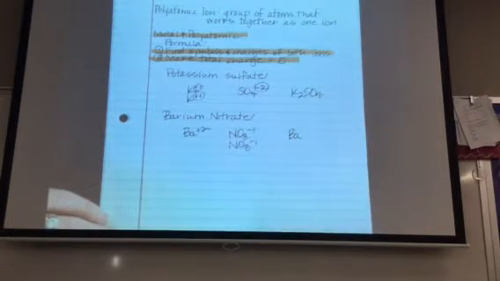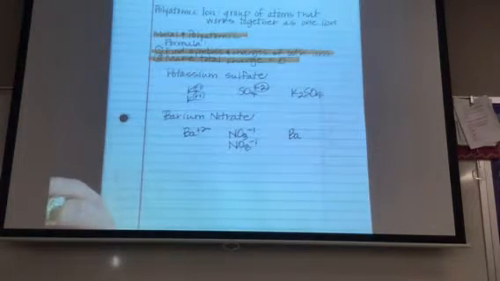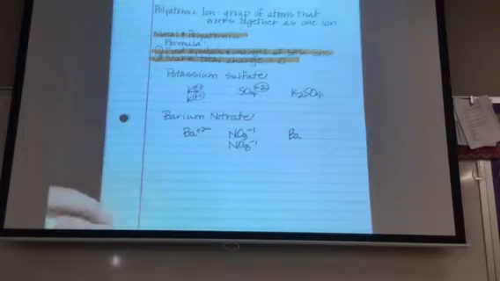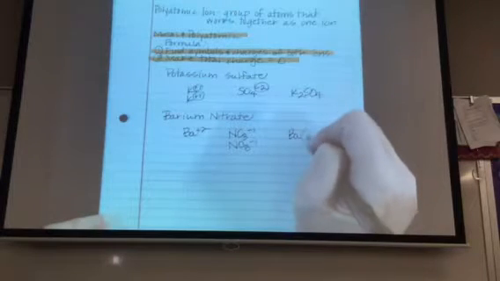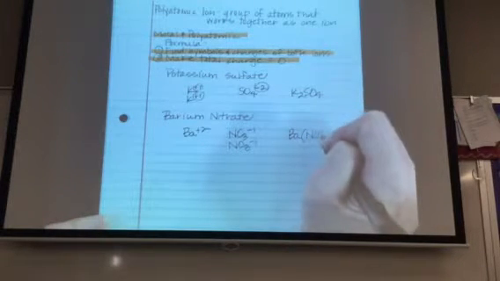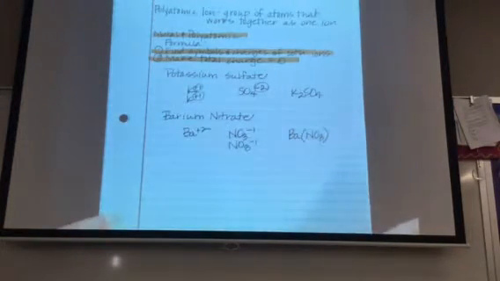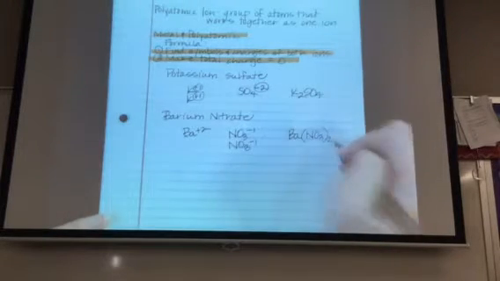How do I write this? Ba. And what do I do to show that I have 2 of these nitrates? How could I show that I have 2 groups? I can't change the numbers, because then that would change what it is. Parentheses, exactly. So I'm going to put this nitrate, NO3, in parentheses, and then put the 2 outside to show that I have 2 of them.